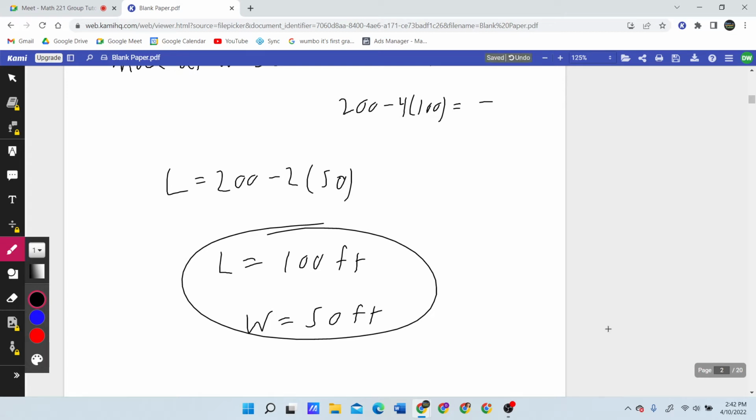If the question asked me instead, what is the maximum area? They actually want to know the area. Okay, then I'd plug in L and W back into my objective equation and find the area. But for this one, we're done. So that's it. Any questions on this one?